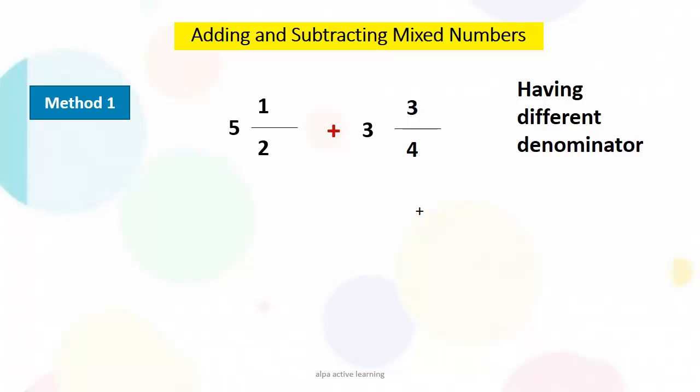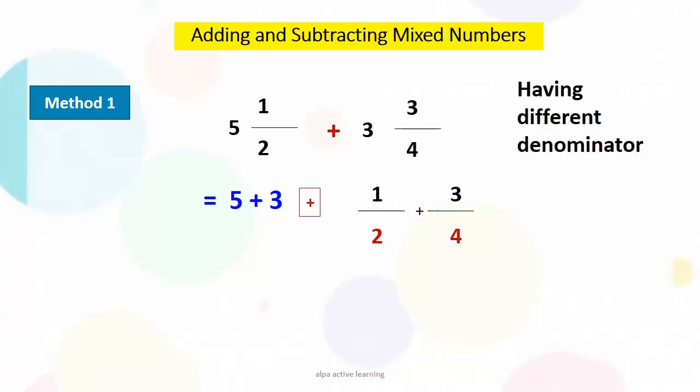These are mixed numbers having different denominators. So what will we do first? The first rule: we add the whole numbers, 5 plus 3, and then we add the fractions, 1/2 and 3/4. Now here what we have to do, children? 5 plus 3 is 8, very easy.